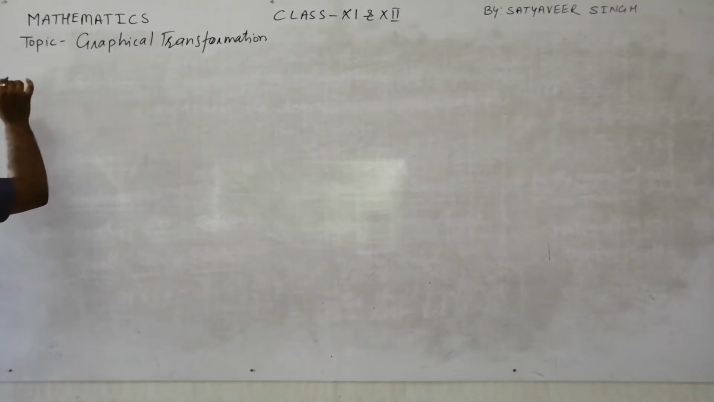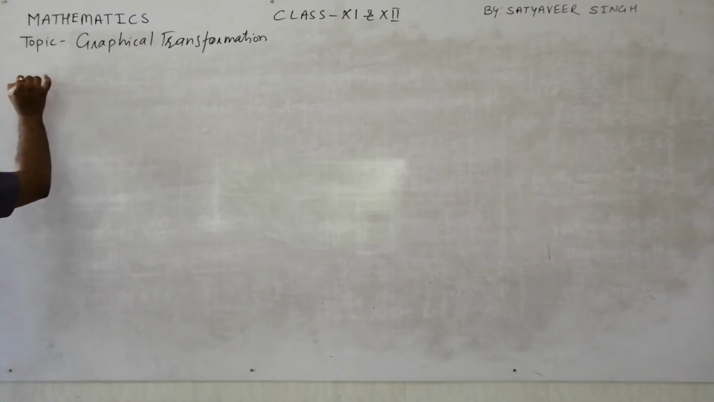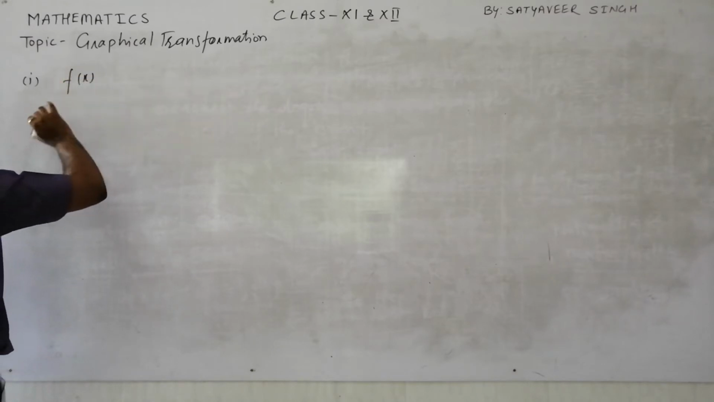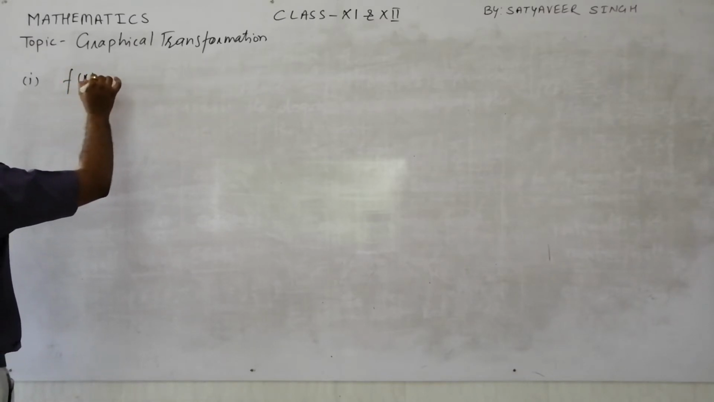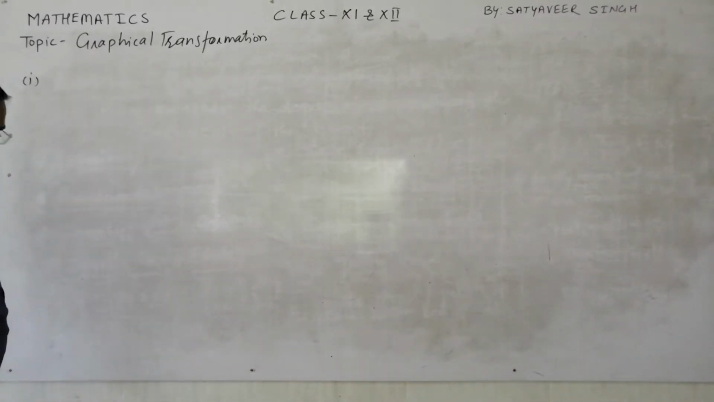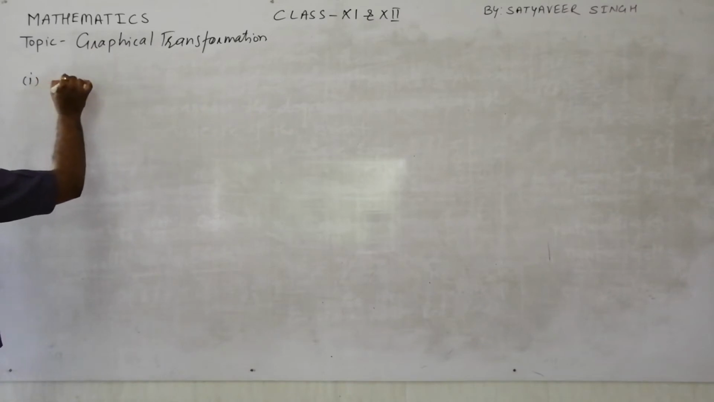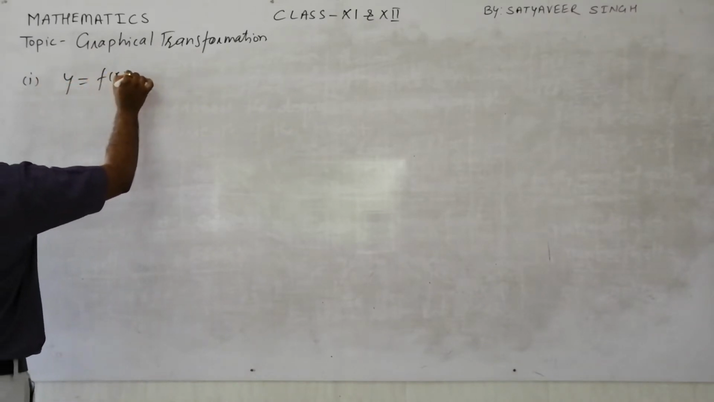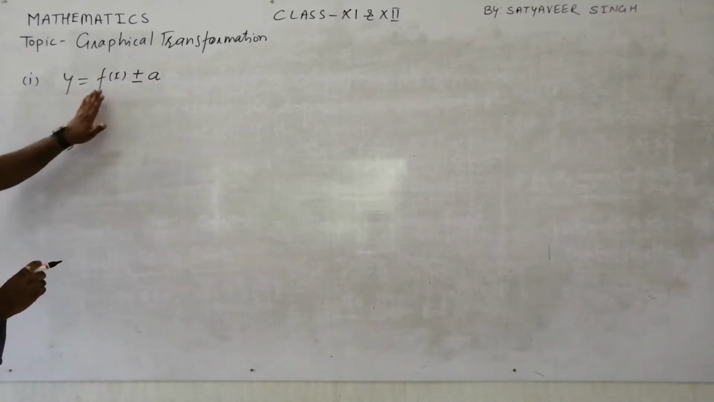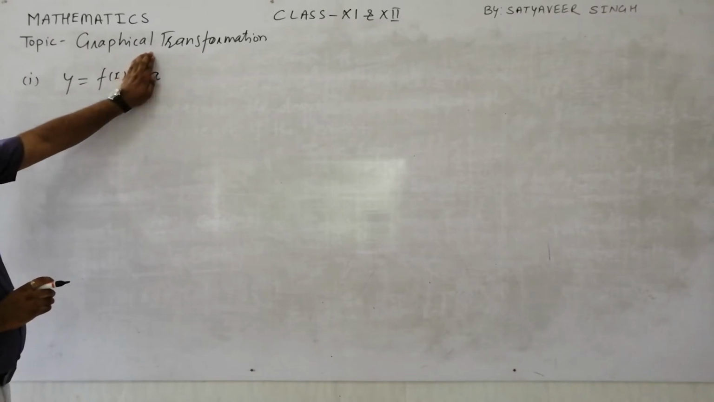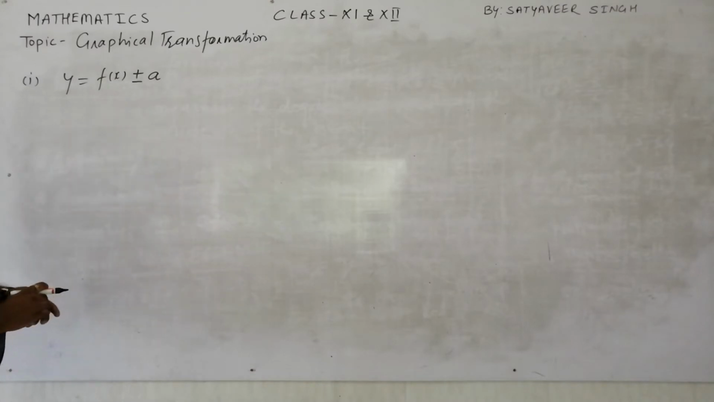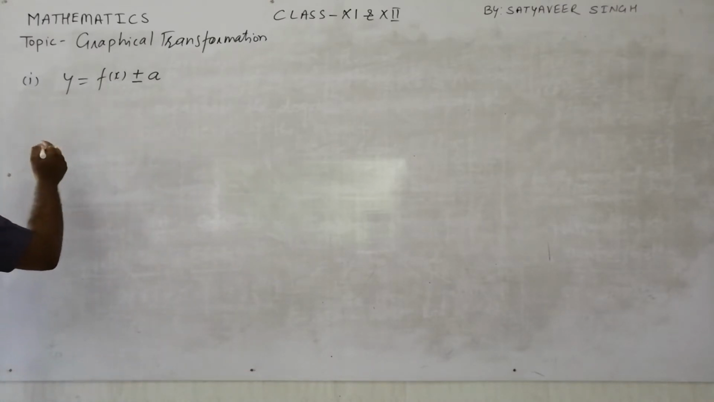The first kind of transformation I want to discuss: suppose a function is given, y is equal to f(x). If it is y is equal to f(x) plus or minus a, what is the meaning? There is a function y is equal to f(x), and in that function, if you add a number a, or subtract a number, what happens in that case?